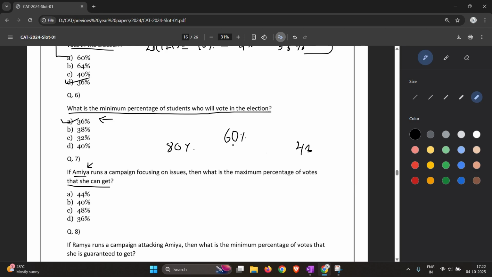And in both the scenarios, even in the 60% scenario, 2/3 of the votes will go to Amya. So 40% will go to Amya and 20% will go to Ramya. In the 80% scenario, Ramya would get 40% and Amya would get 40%. So in both the scenarios, Amya is getting 40% of the votes, but in this case Ramya only has 20% of the votes, and in this case Ramya has 40% of the votes. And why does this matter?